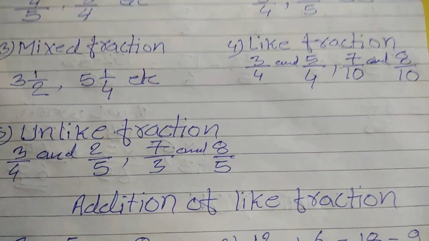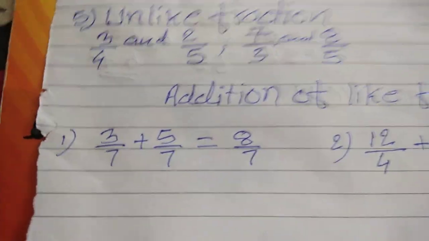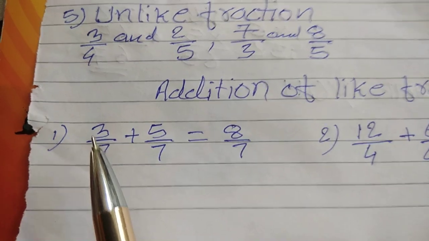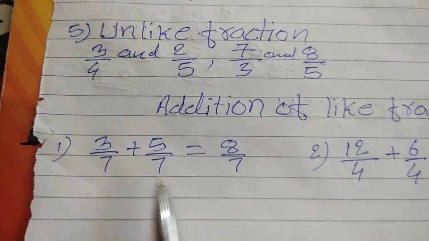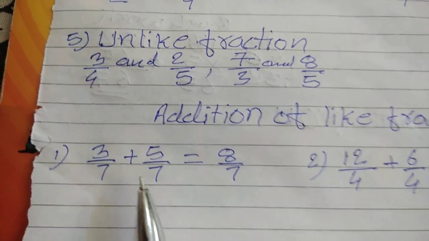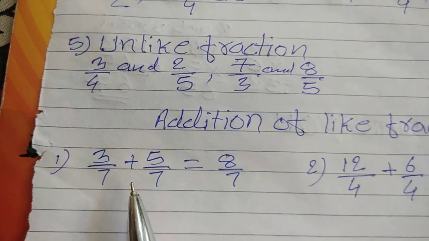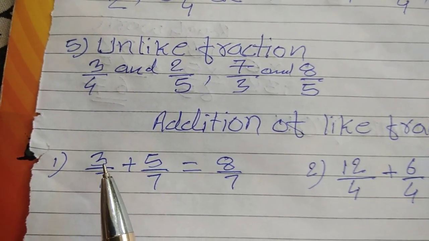Now we will see addition of like fractions. First one, here I have written 3 upon 7 plus 5 upon 7. Here the denominators are the same, so it is a like fraction. When the denominators are the same, we cannot do anything to the denominator. The denominator will be written as it is, and you only have to add the numerators.